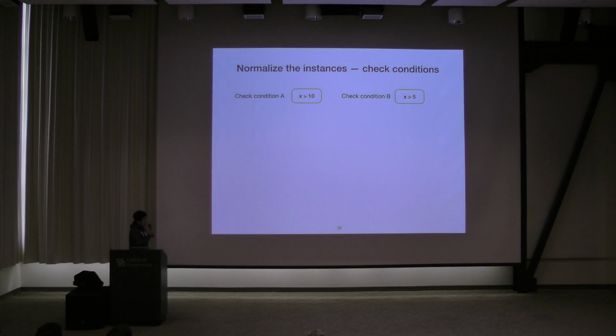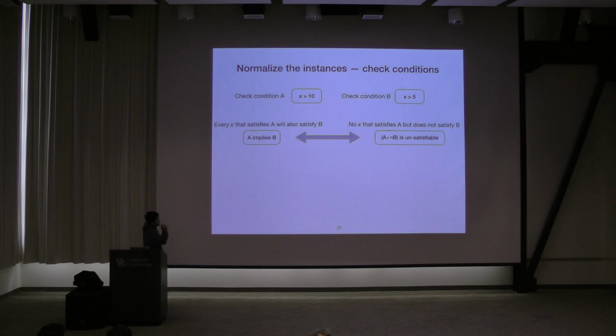Now we normalize the check conditions. Suppose we have 2 check conditions, A and B. In this example, we can see that every X that satisfies A will also satisfy B, or we can say A implies B. This statement is exactly the same as another statement: no X satisfies A but does not satisfy B. If we formulate this sentence, it will be A and not B is unsatisfiable. So basically, if A implies B, then we know A and not B is unsatisfiable.